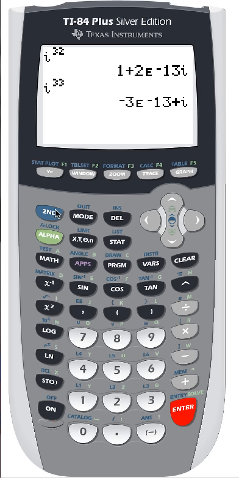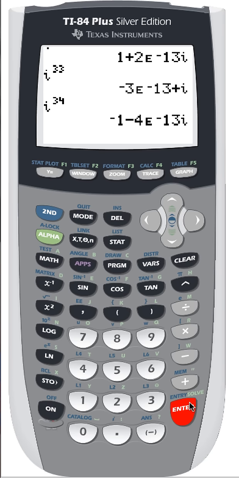Now what if we had i to the 34th power? What do you think that one would be? How do you interpret this one? Here we've got a negative 4E to the negative 13i. We're going to ignore that imaginary piece, so our answer for this one is just negative 1.